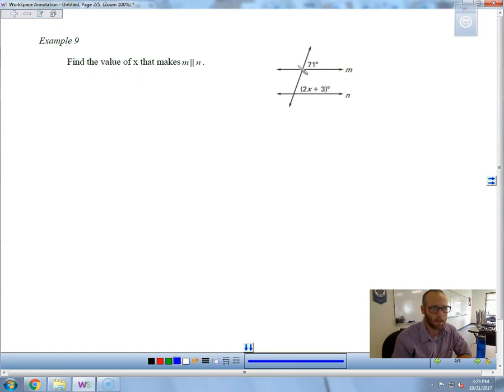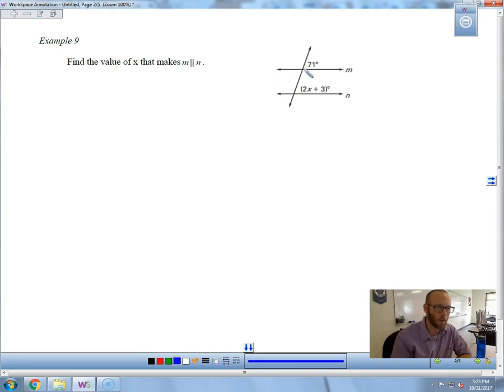Find the value of x that makes line M parallel to line N. So just to make sure that we understand the question, we want to find the x value that makes the lines parallel. We don't know they're parallel. So for example, if x was 10, are the lines parallel? 2 times 10 is 20 plus 3, that's 23 degrees. Would that make the lines parallel? No.